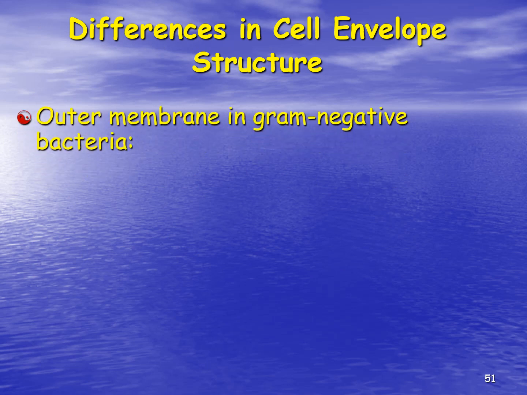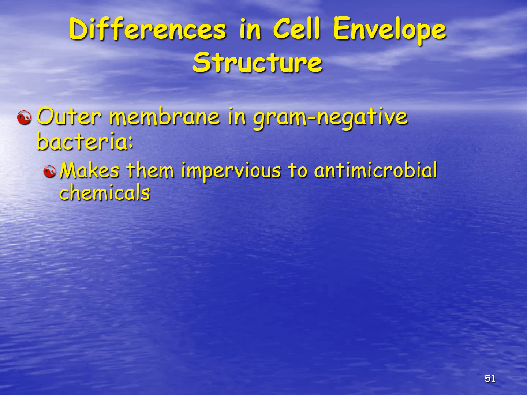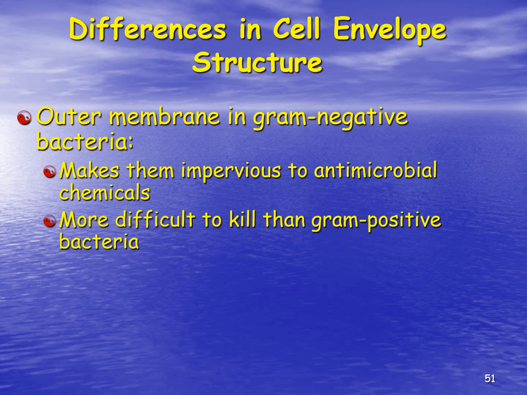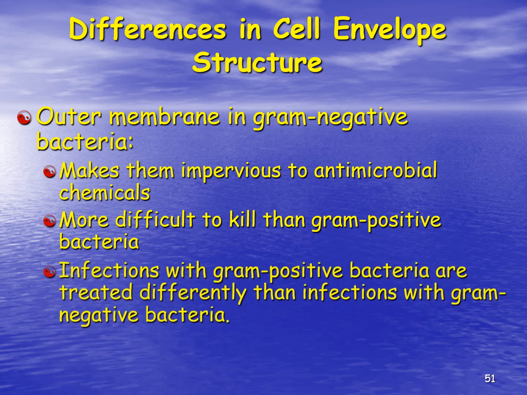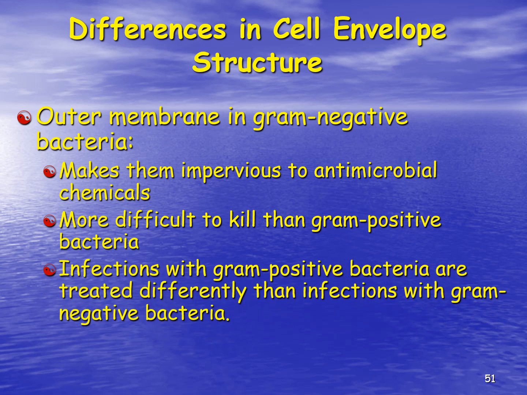The outer membrane in the gram-negative bacteria makes them pretty much impervious to antimicrobial chemicals. It is much more difficult to kill gram-negative bacteria using antibiotics than gram-positives. And the reason is this outer phospholipid membrane in the cell wall. Infections with gram-positive bacteria are typically treated differently than the infections with gram-negatives. This is one of the reasons why it's so important that I know, do I have a gram-positive or a gram-negative infection in my patient? It's going to assist me in choosing the therapy that I want to use.